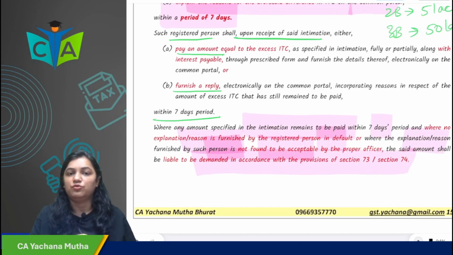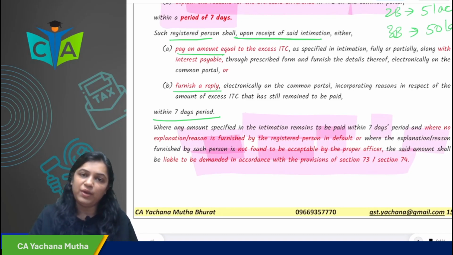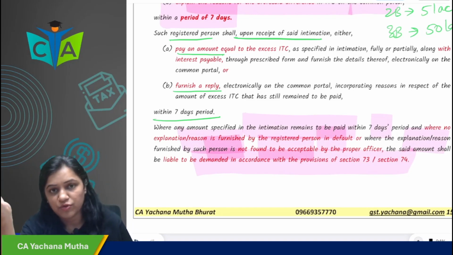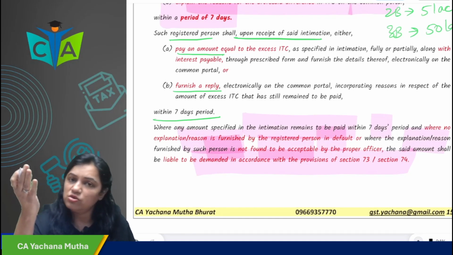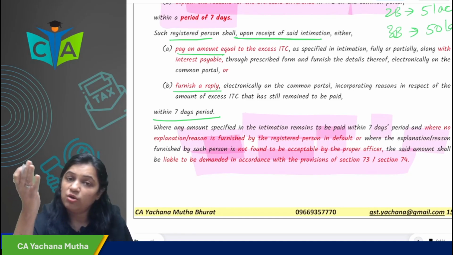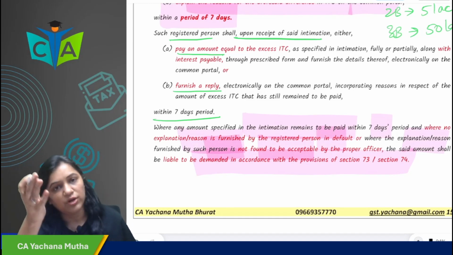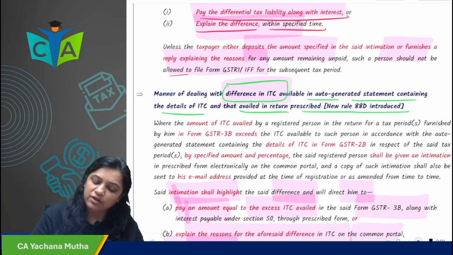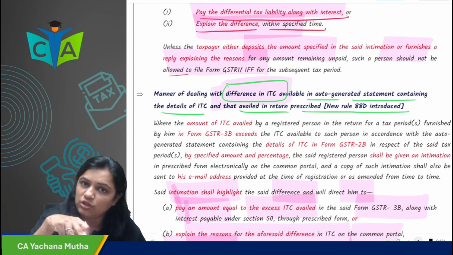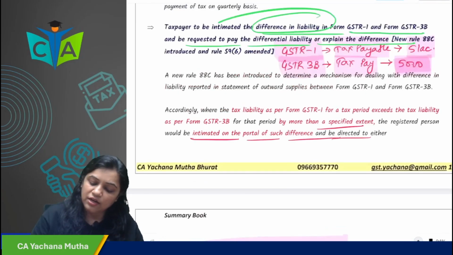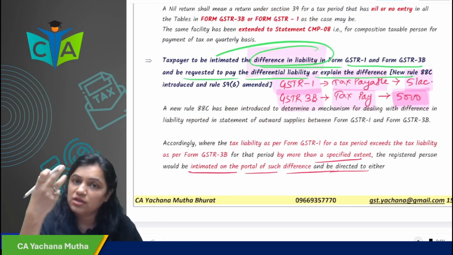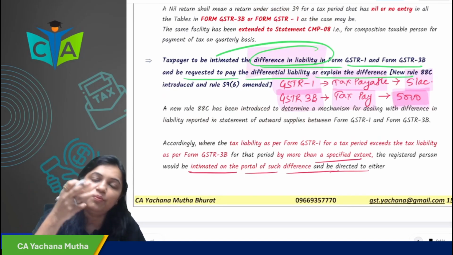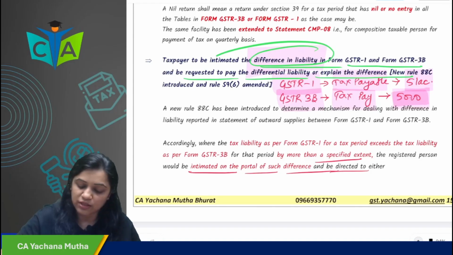So, if either you have not paid the amount, or you have not explained the difference, or your explanation is not acceptable to the officer, in that case he will demand the amount as per 73-74. Okay, so in 88D they will intimate you the difference in ITC, that you have to either pay or explain the difference. In 88C they will intimate you the difference in tax liability, that you have to either pay or explain the difference.